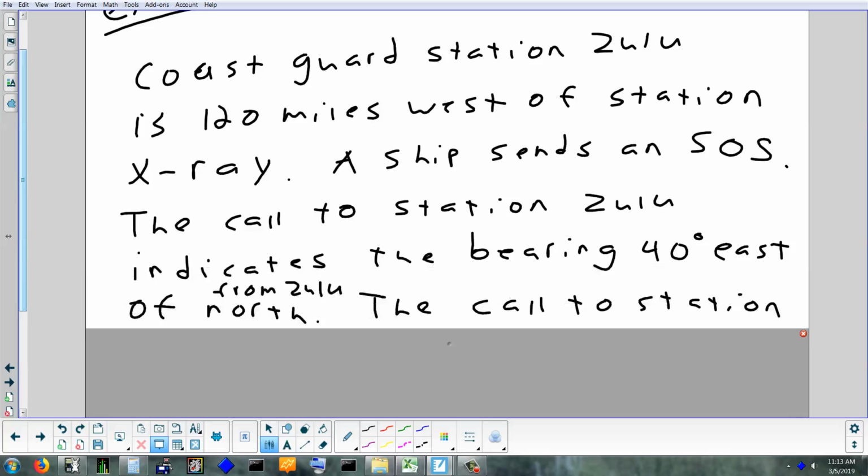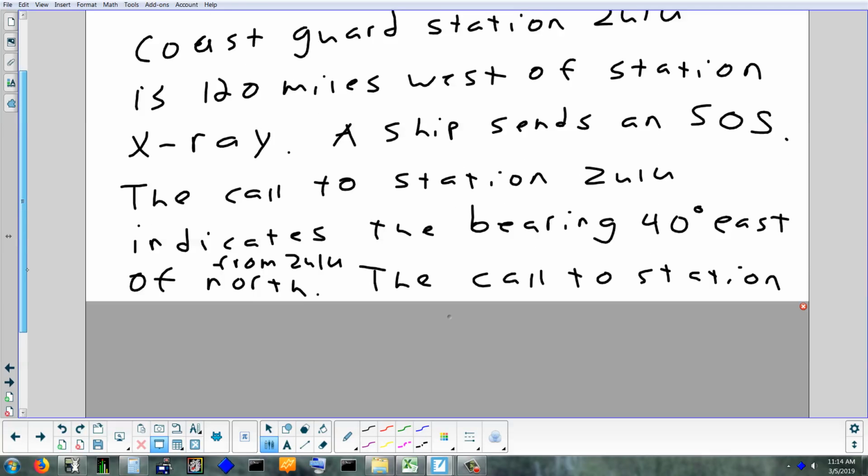And one of the Coast Guard stations, Zulu, sees that light on top of the boat, and they can tell me the direction it's coming from. Right? It's coming from a direction 40 degrees east of north. 40 degrees east of north from their perspective. Okay? So that's where they see it from. It's 40 degrees east of north.